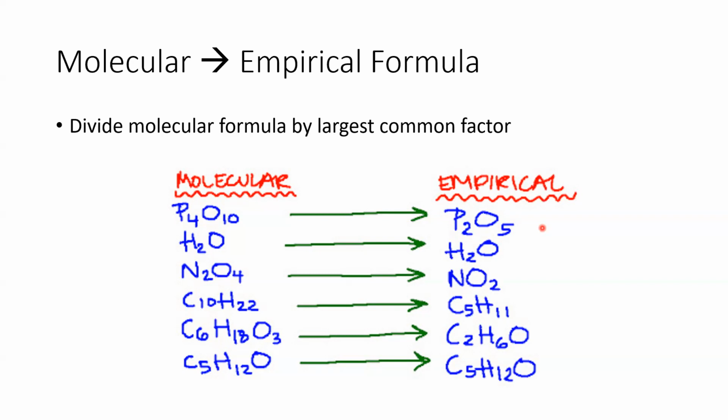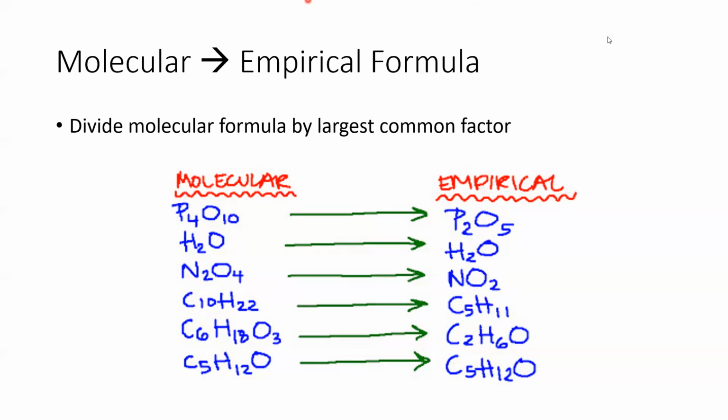So for P4O10, greatest common factor is just going to be 2. So we can divide each of those subscripts by 2 and get an empirical formula of P2O5. And with this, anytime the subscripts are all even, we can automatically divide by 2. There may be a larger common factor that we may be able to use, but we can always at least start by dividing by 2. But you'll always want to check to make sure that we can't then simplify the empirical formula even further.